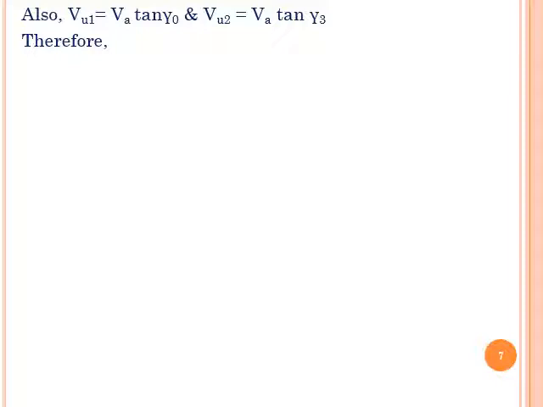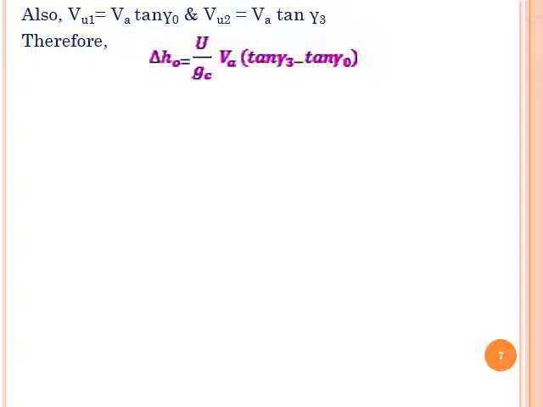Also we can write the tangential velocity at inlet, V of u1, is equal to V of a tan gamma naught, and the tangential velocity at exit, V of u2, is equal to V of a tan gamma 3. Therefore the total enthalpy change is equal to U by Gc into V of A into tan gamma 3 minus tan gamma naught.